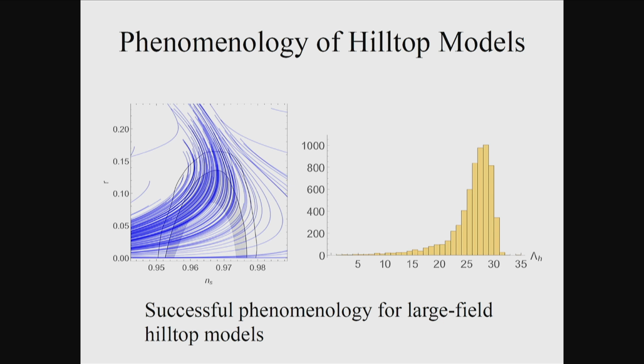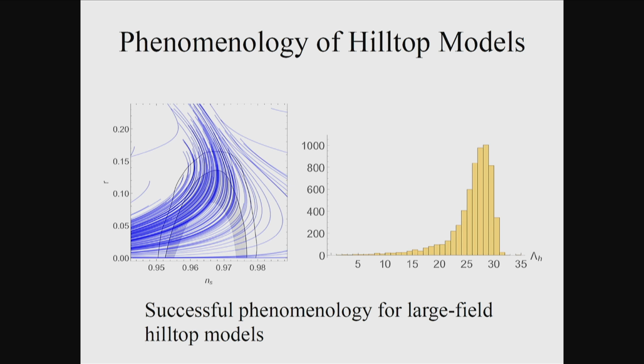Something to note, though, is that all of these models, which give successful phenomenology, are large field models. If you look at the scale lambda h at which all of these trajectories exit the 2 sigma exclusion region, along this left edge right here, you find that the typical value of lambda h is between 20 and 30. And in fact, in none of the 10,000 simulations did we have one where lambda h was smaller than 1. There were a few where it was pretty close to 1, but nothing smaller than 1. So all of the models that gave successful phenomenology required lambda h to be large.